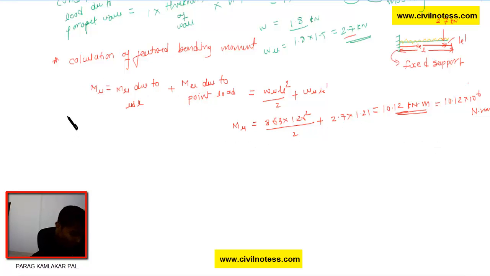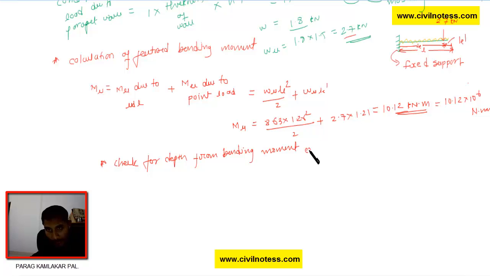Now we got Mu as 10.12. Now we go for a check for depth. Check for depth from the bending moment criteria. We are going to equate our Mu with the Mu limiting.